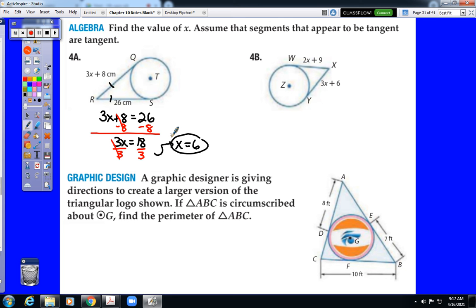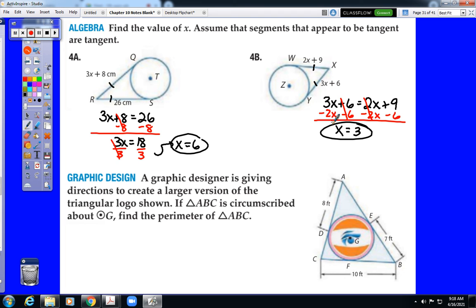In 4b, same idea. WX and XY are both assumed to be tangent because they appear tangent, which means they must be congruent. So 3x plus 6 equals 2x plus 9, and we solve that equation. We subtract 2x from each side and subtract 6 from each side. That gives us x equals 3. So that's the easy version.